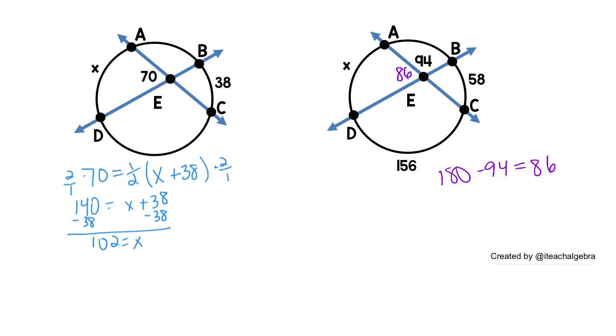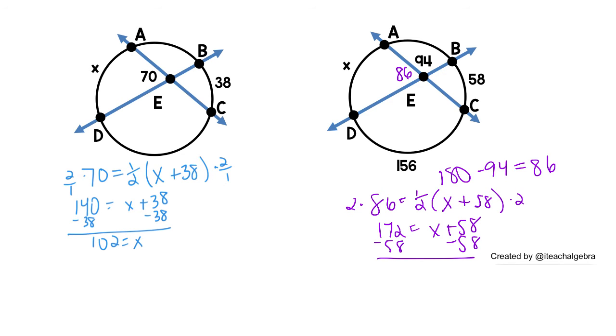So to find arc X, we'll use angle is 1/2 arc plus the arc from the congruent vertical angle. We're going to multiply by 2 again. That gives us 172 is X plus 58. And we subtract 58 from each side, and we get X is 114. Pretty straightforward. Let's do some more.